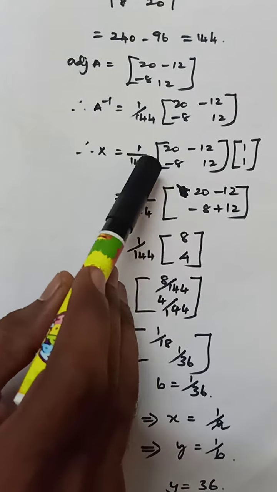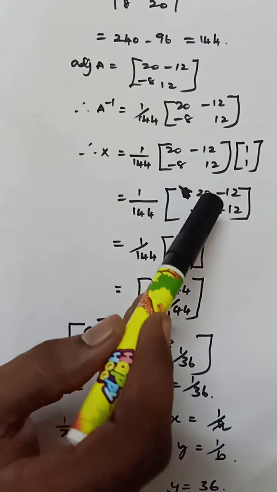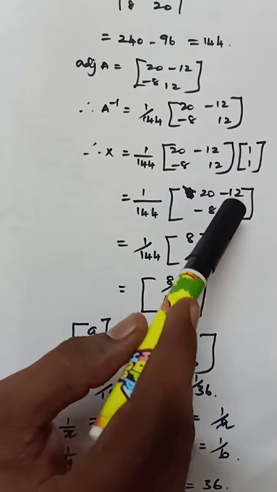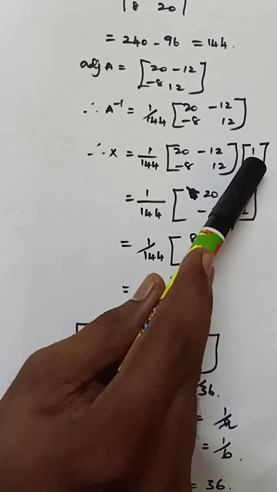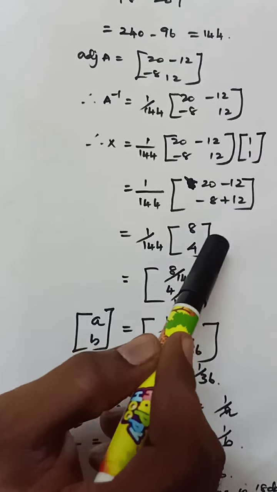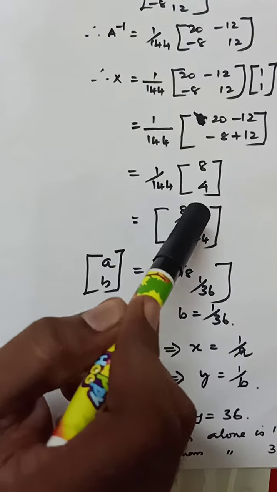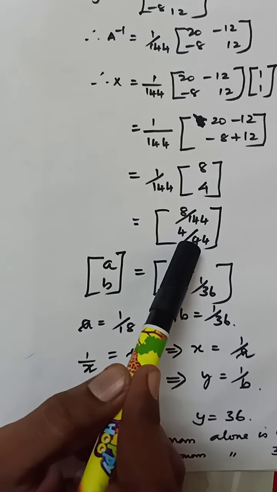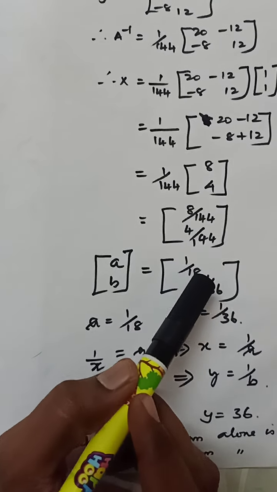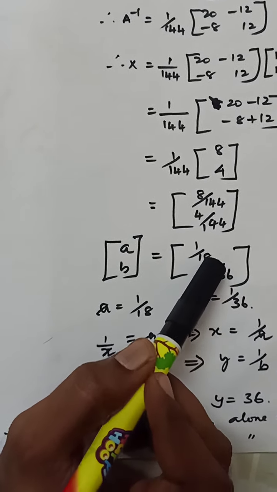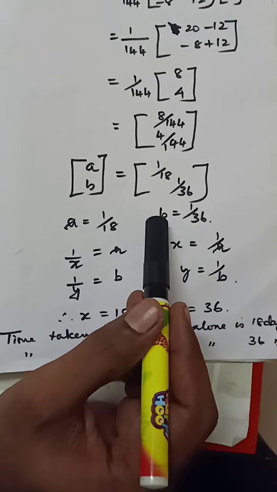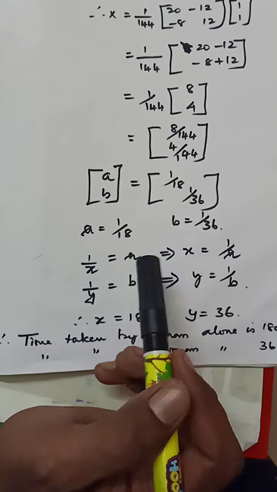So directly we can, addition means we can add, subtraction means we can subtract. Like 20 minus 12 is your first entry. Minus 8 plus 12 is your second entry. We are multiplying with this one. So 20 minus 12 is 8. Minus 8 plus 12 is 4. Now 8 by 144 and 4 by 144. 8 by 144 is 1 by 18 and 4 by 144 is 1 by 36. So your a value is nothing but 1 by 18. The b value is nothing but 1 by 36.